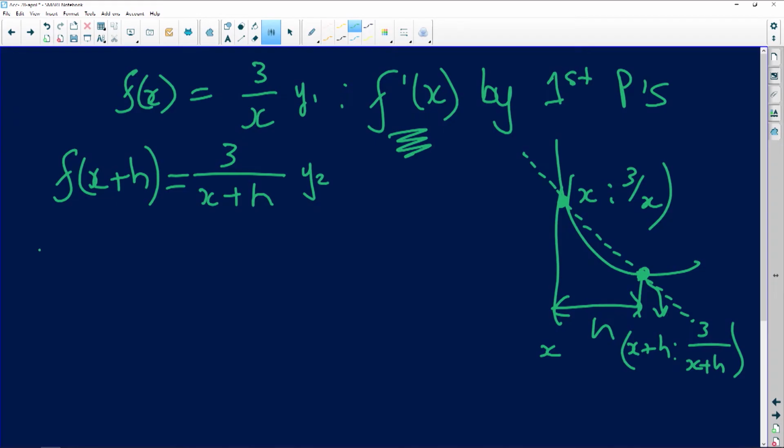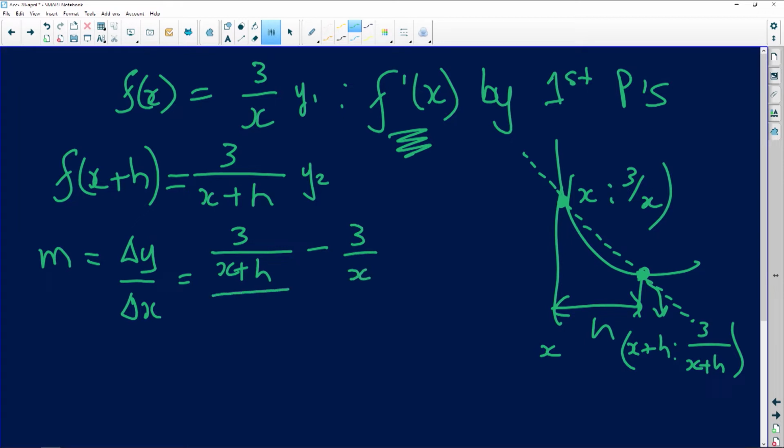Let's do that. The gradient will then be the change in y over the change in x. So it will be 3 over x plus h, the one y value, minus the other y value, divided by the 2 x values. So x plus h minus x. Now if I clean that up a bit, I can see x minus x takes care of the x's in the denominator, and I've got a problem here at the top.